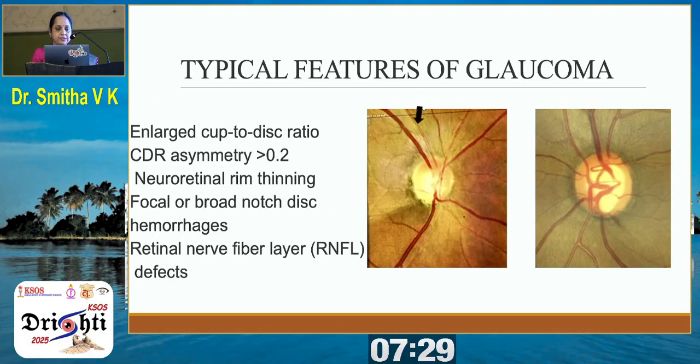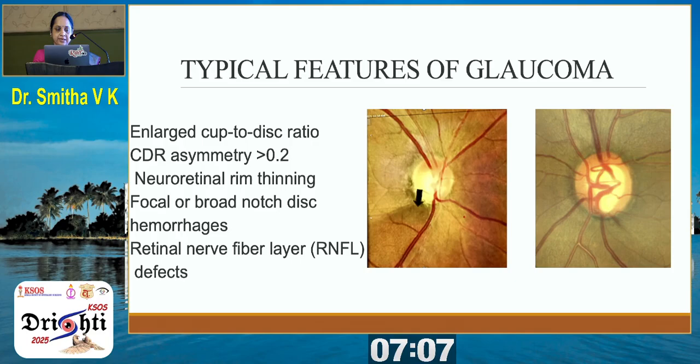The typical features of glaucoma are an enlarged vertical cup disc ratio, and an inter-eye cup disc asymmetry of more than 0.2. Normally, in the optic disc, the ISNT rule is obeyed. That is, the inferior rim is thicker than the superior, then nasal, and the thinnest is temporal. In glaucoma, this is violated, and there will be a focal or broad notch.